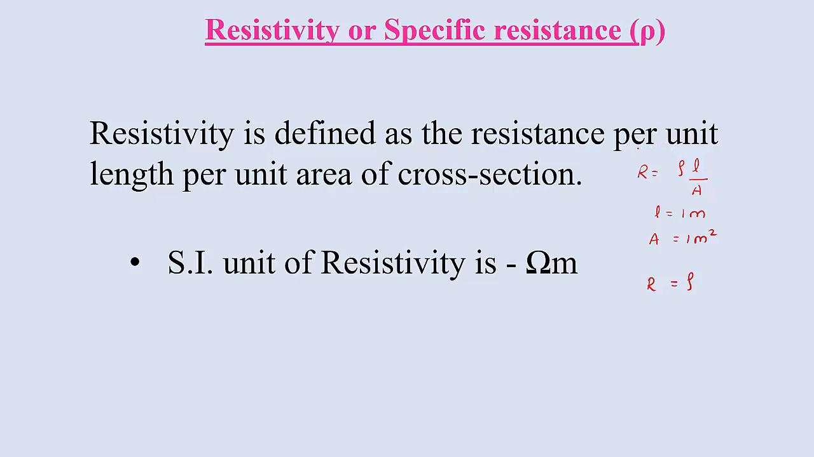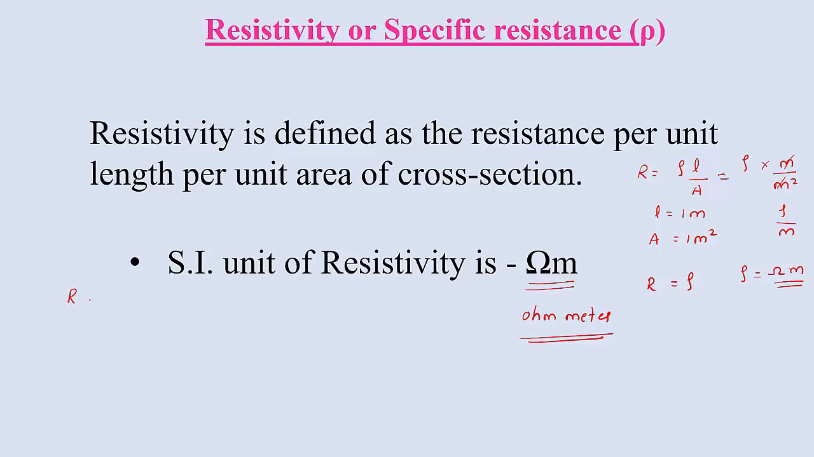And what is the SI unit of resistivity? See here, the equation is R equal to rho L by A. Keep rho as it is. Length is measured in meters and area is measured in meter square. So we get rho equal to R times meter, so the SI unit is ohm meter. Resistivity is measured in ohm meter. So ohm meter is the SI unit of resistivity. Is it clear? Don't get confused between resistance and resistivity.